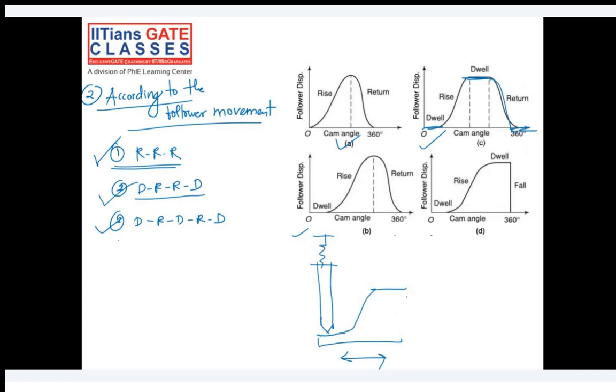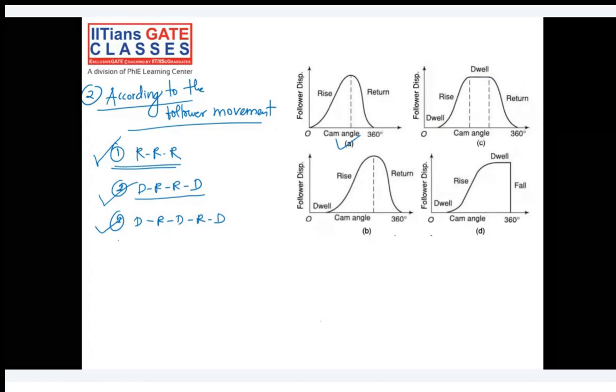Okay, so you can make any kind of possible arrangements by changing the shape of the cam, and that is why we have these different types. And the main types are like this: RRR, which is rise, return, rise; DRRD, which is dwell, rise, return, and dwell; and DRDRD, which means dwell, rise, dwell, return, dwell. Okay, I hope it's clear till this. Can I proceed to the next slide? Yeah.